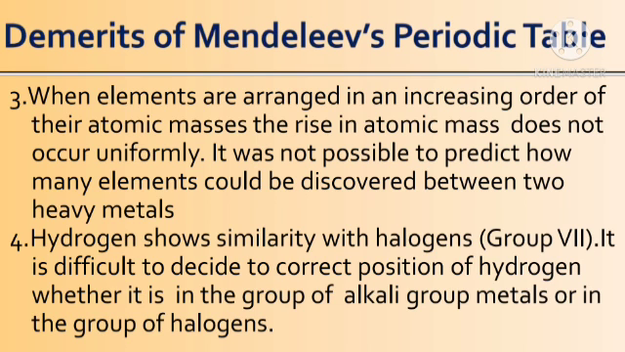Hydrogen shows similarity with the halogens, that is group 7. It is difficult to decide the correct position of hydrogen, whether it is in the group of alkali metals or in the group of halogens. So these are some of the demerits of Mendeleev's periodic table.